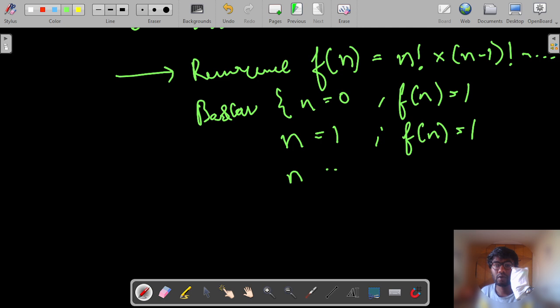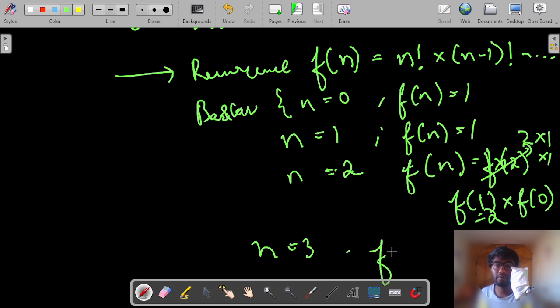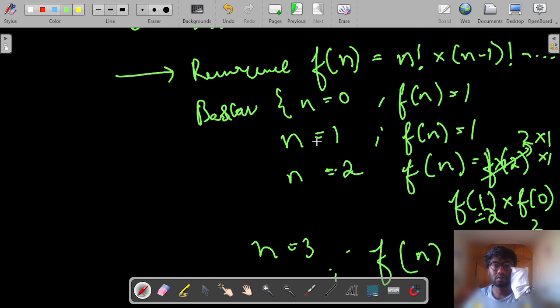And for all the other cases, let's say f of 2 is 2 into f of 1 into f of 0. This again will be 2 into 1 into 1, so this will be 2. n equal to 3 will be f of 3 into f of 2. f of 2 is 2, and this will be 3, so this will be 6. So it will go on, right? So that's how recurrences work.